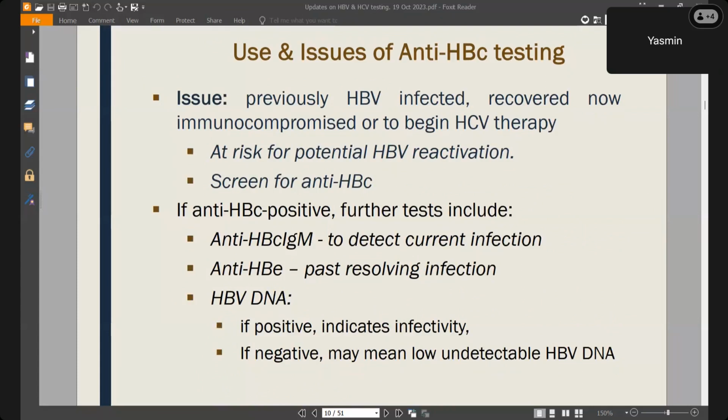Next. Now, of course, the issue is that previously Hep B infected patients who recovered, now immunocompromised, or those who are about to begin Hep C therapy, are at risk of reactivation. And therefore, you need to screen for anti-HBC. Now, if they are anti-HBC positive, then you have to do core IgM to make sure whether it's a current infection or not. Then you want to do anti-HBe to find out whether it's resolving or not. And obviously, the availability of HBV DNA is very helpful because when it's positive, the person is infective. If it's negative, that means, remember, with test kits, low or undetectable HBV DNA is not because it's truly negative.